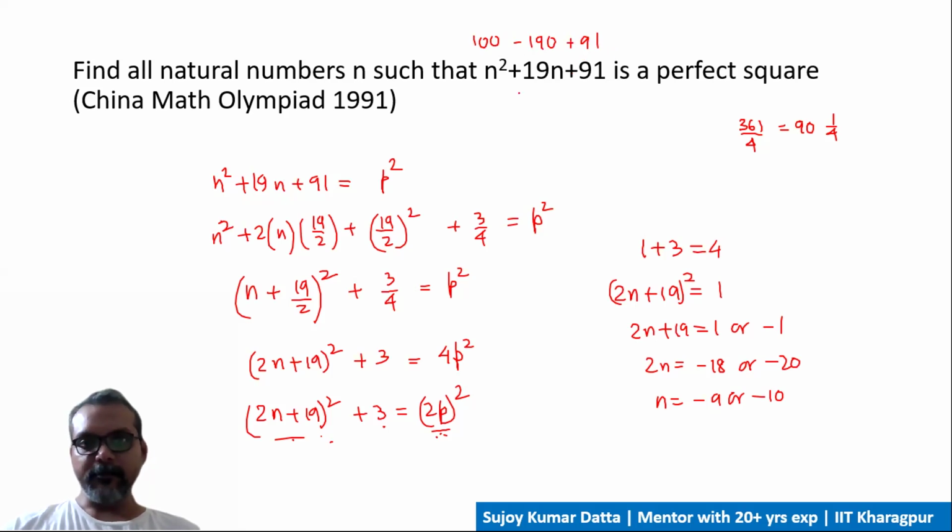So that is fine. If I try with negative 9, then 81 plus 91 is 172, and 19 times 9 is 171, so that's another one. So that is also a square number. So basically we have got negative 9 and negative 10 as the values of n.